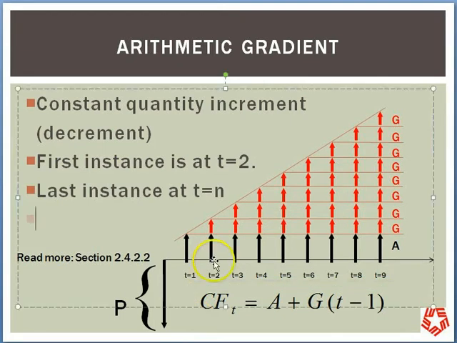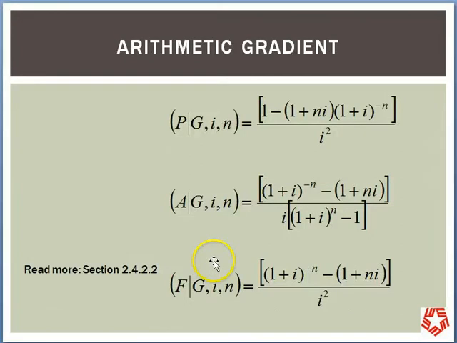Now, the formulas that we can use are depicted in these equations. You have P given G to make the relation from the gradient to the present; to obtain the annuity given the gradient we have yet another form, and finally we have the future given the gradient, which is still another form. So with these results, we can proceed to try to solve a problem.